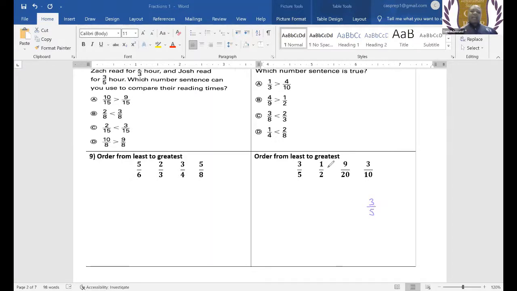And if I look at comparing 1/2 and 9/20, well, half of 20 would be 10. So 9/20 would be less than 1/2. And then 3/10, right? So comparing 3/10 to 9/20, if this was equal to 20, this would be 6/20. So that also is less than 9/20. So I should say just less than. So I would have 3/10 as my lowest value, then 9/20, then 1/2, and then 3/5.